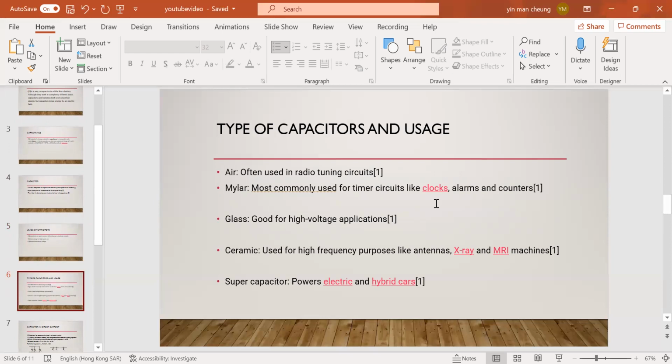Capacitors are often used in radio tuning circuits, time circuits, high voltage application, and electric cars. These are the 5 main types of capacitors: air, mylar, glass, ceramic, and supercapacitor.